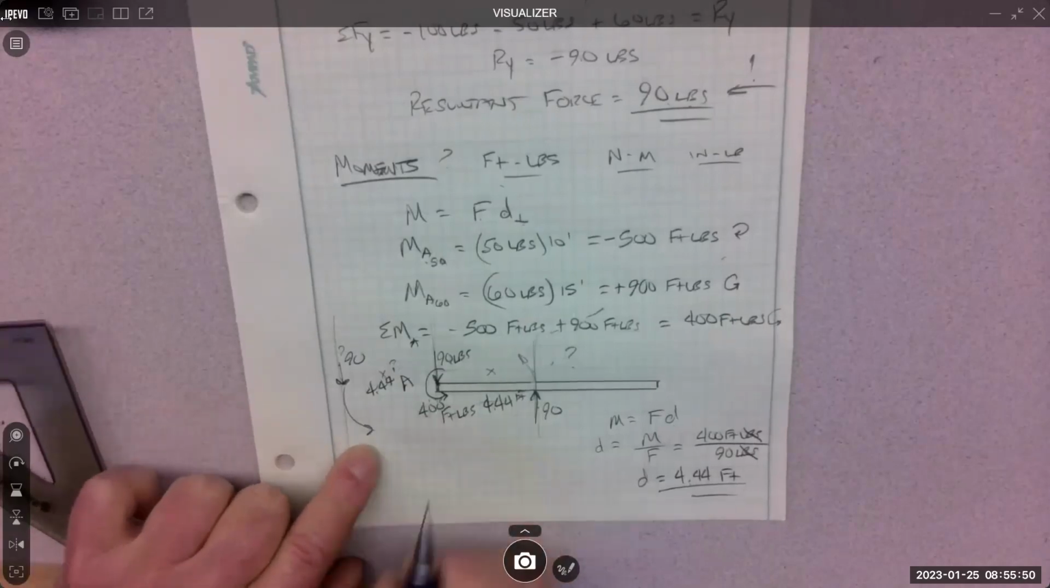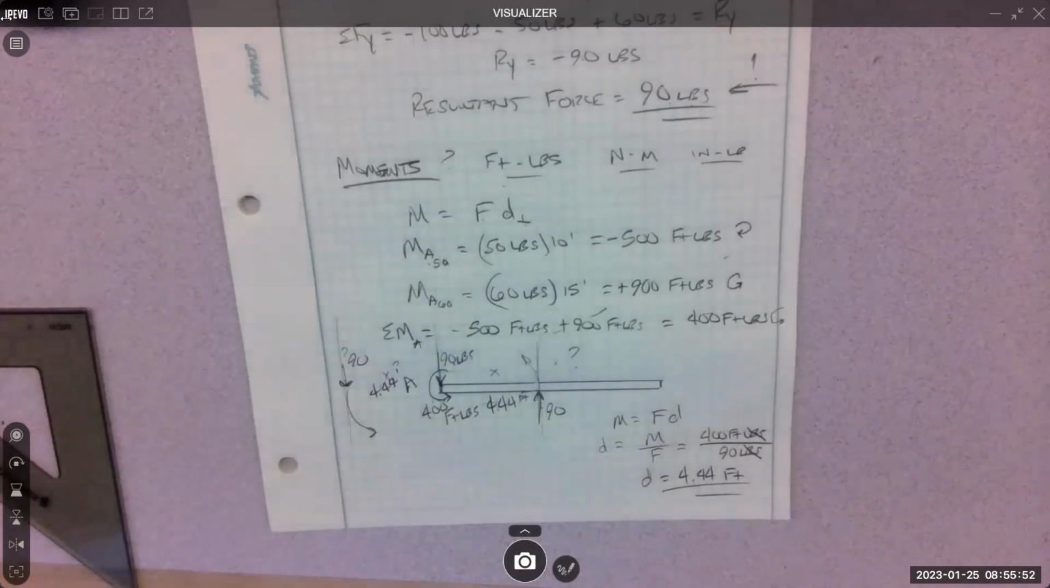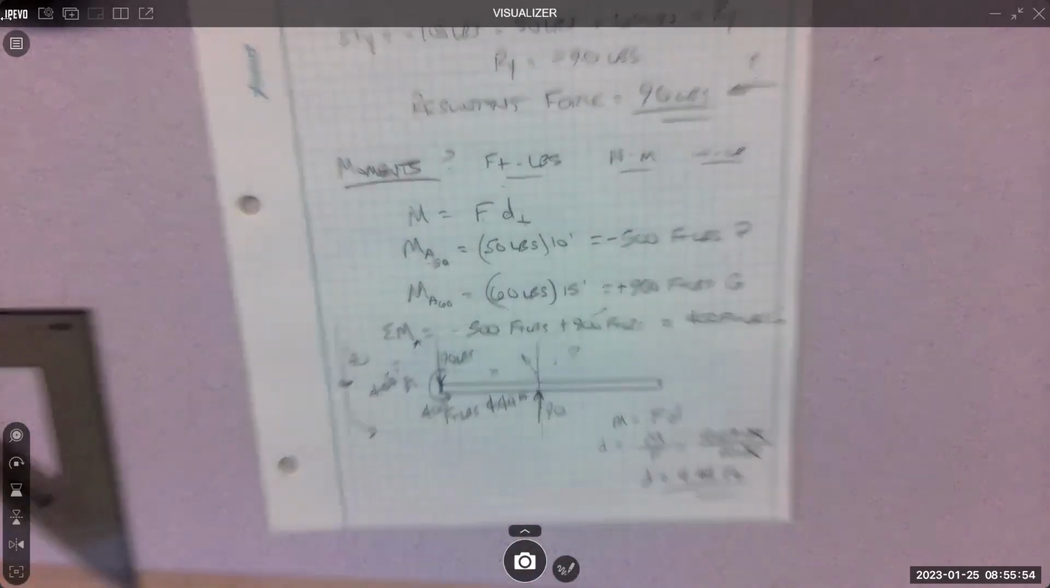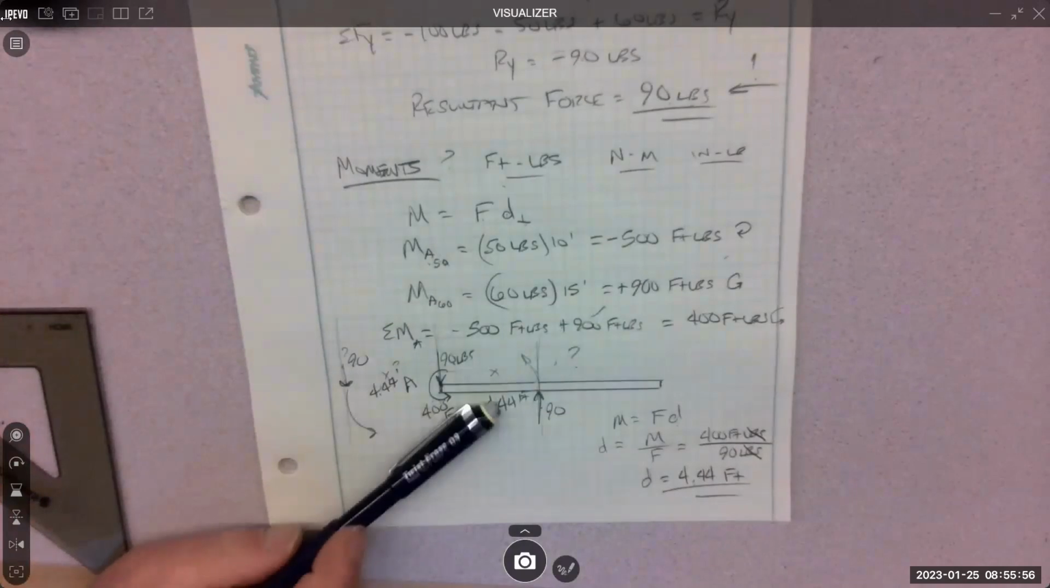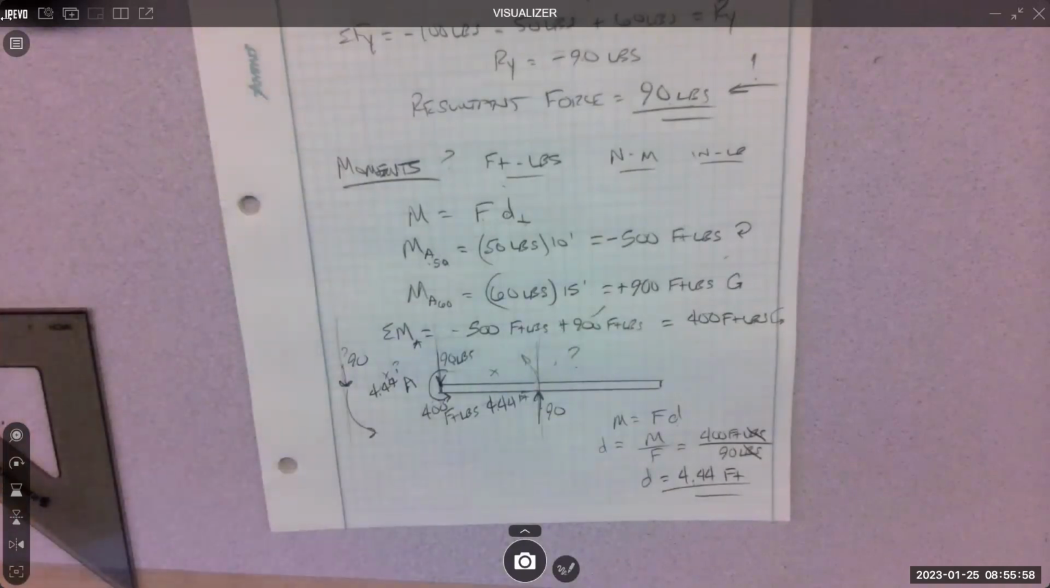So when we're doing non-concurrent systems, we want to come up with the resultant and where is it on the structure or off the structure? Just where is that effect? That's important to us. That was a lot.